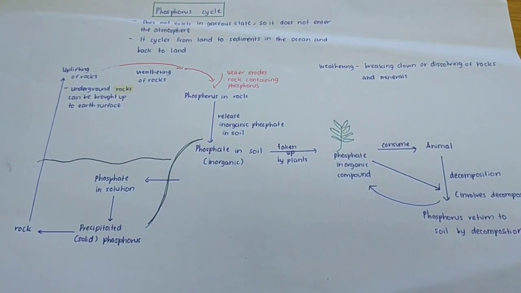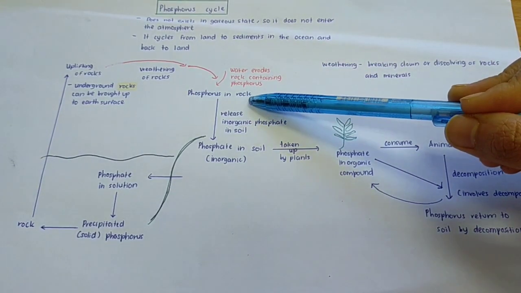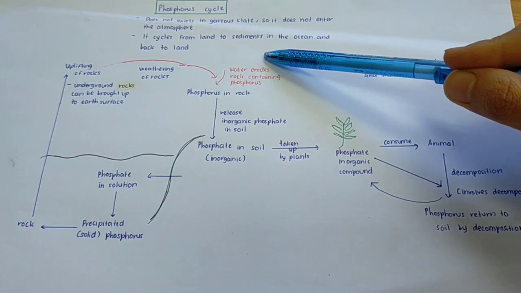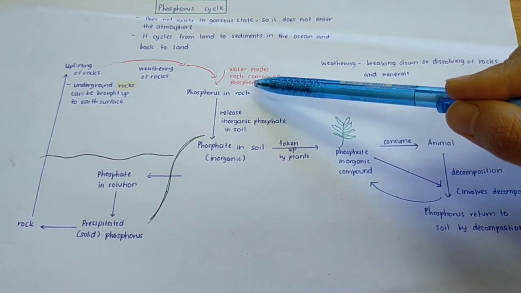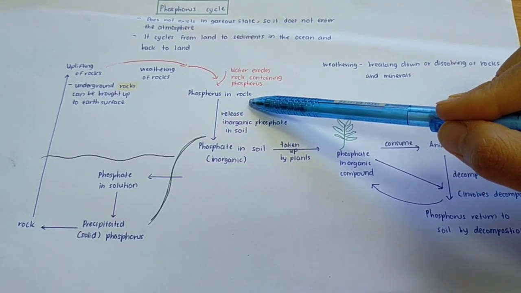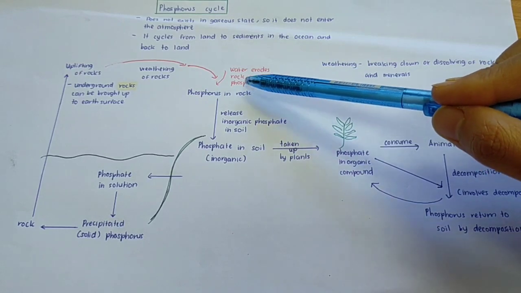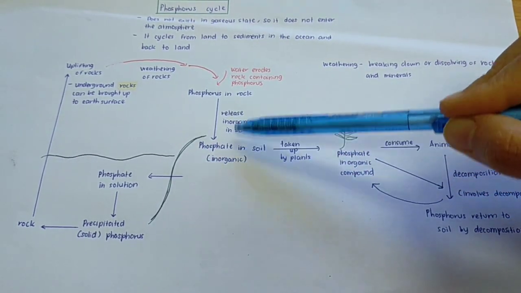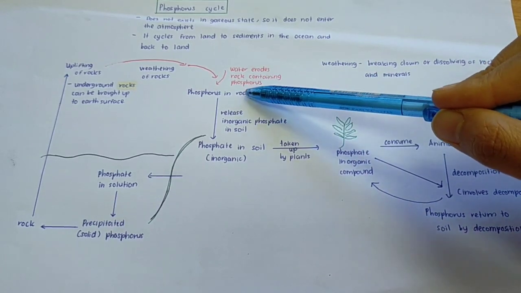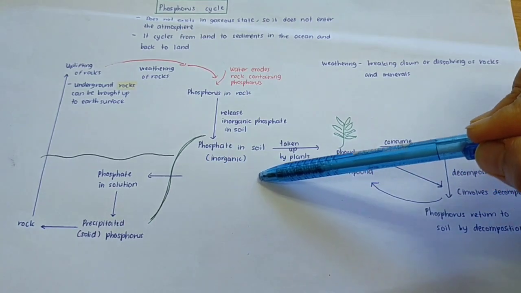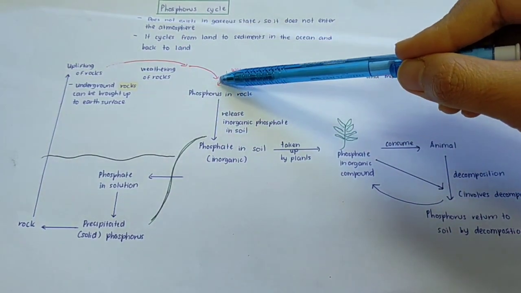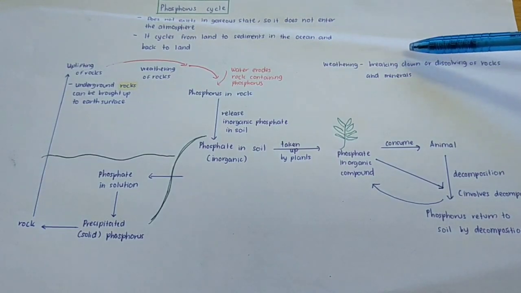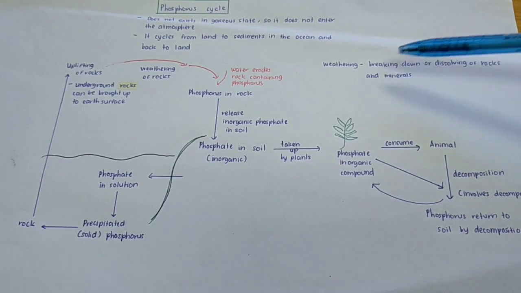So for the concept of the phosphorus cycle, if you look at this diagram, this is phosphorus in rock. So what happens once water erodes rock? Erodes means the process of erosion. Inside rock, it contains phosphorus. So when water erodes rock containing phosphorus, it will release inorganic phosphate in soil. This is soil here. So you have to remember, water erodes rock containing phosphorus and it will release inorganic phosphate in soil. Besides that, weathering of rocks also can release inorganic phosphate in soil. So what is the meaning of weathering? Weathering is the breaking down or dissolving of rocks and minerals.